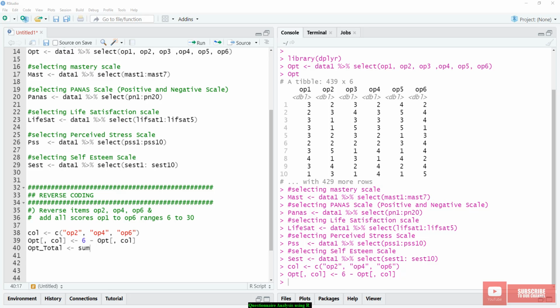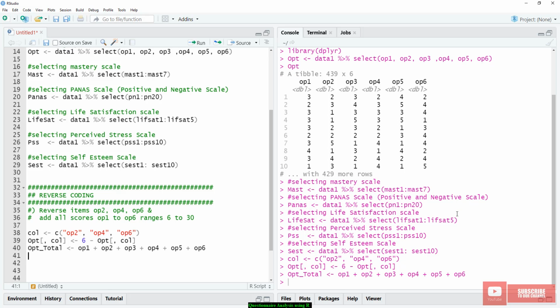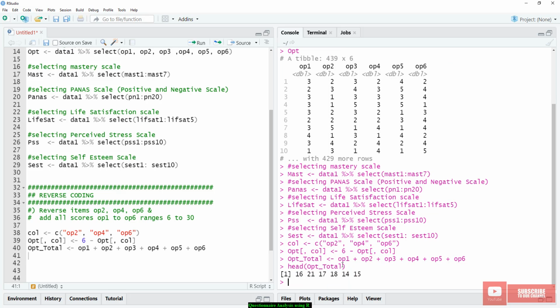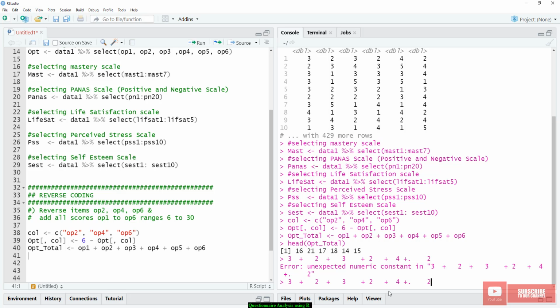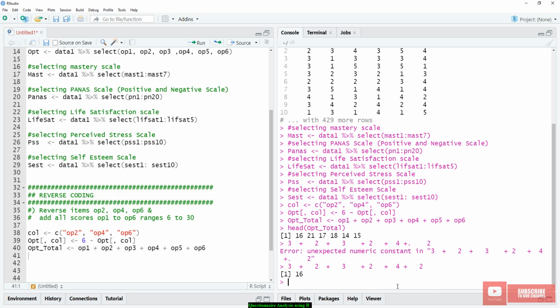Kalau sum, asing-asing tak boleh ke 1, 3, 5? Ya. Tambah. Satu tambah OP1 tambah OP2 tambah macam tu. Boleh kah? Kita try tengok. OP1 plus OP2 plus OP3 plus OP4 plus OP5 plus OP6. Oh, boleh. So apa kita akan dapat kat sini? So kita tengok head lah, head OPT total. Right. Oh, sorry. This one ada titik. Oh, dapat. Okay, good.